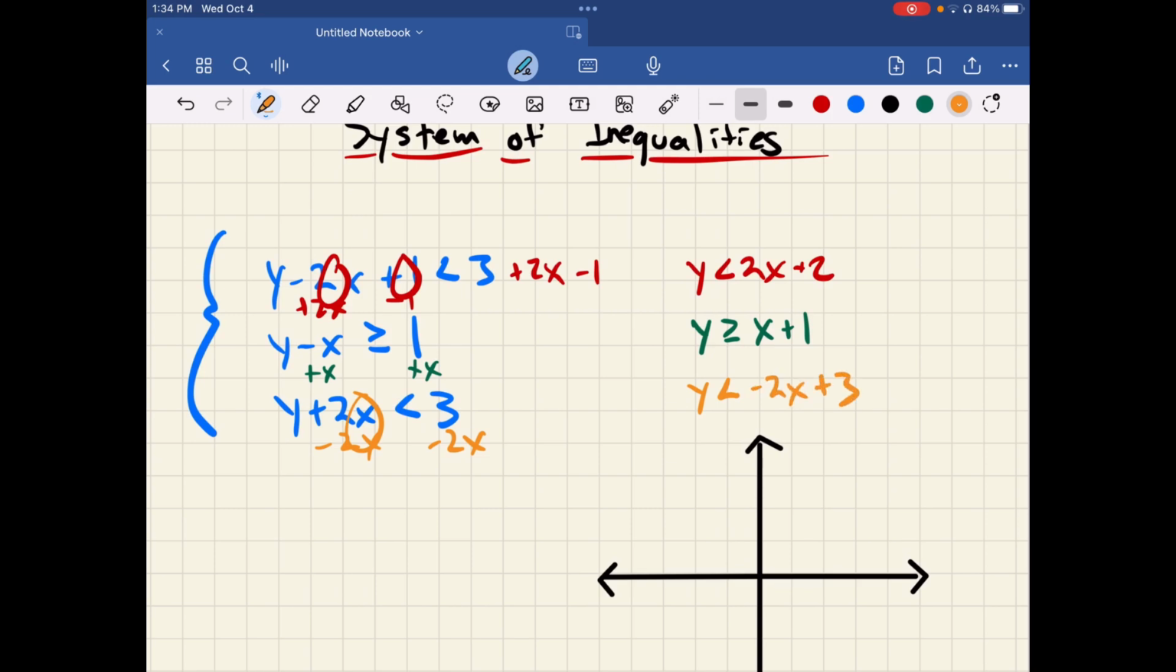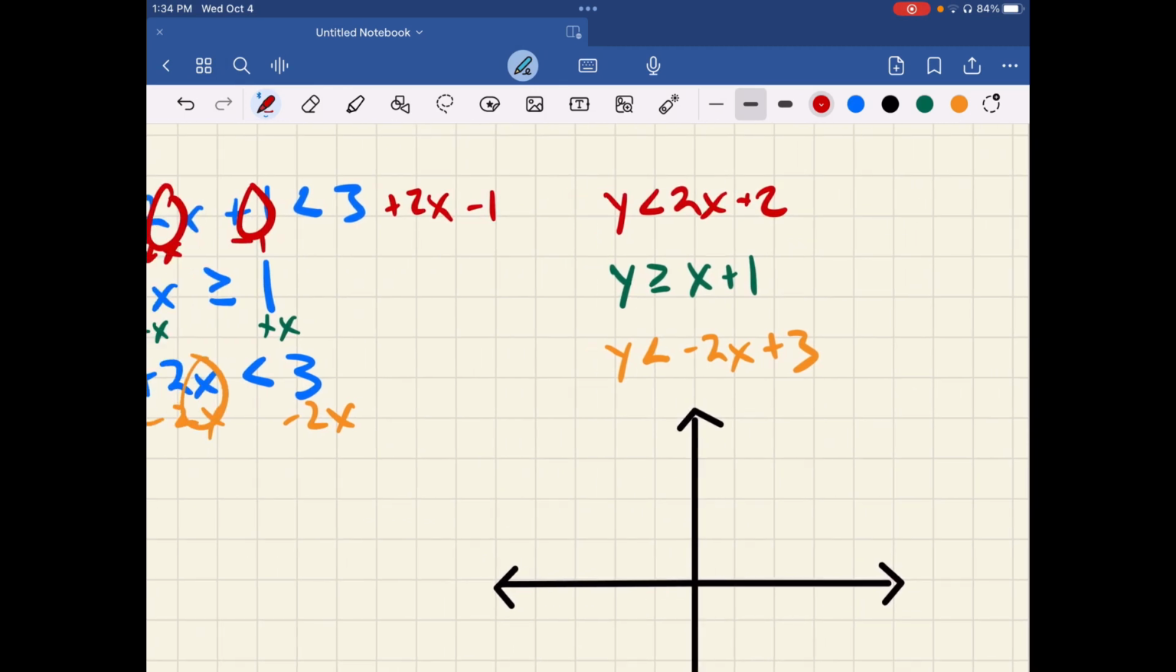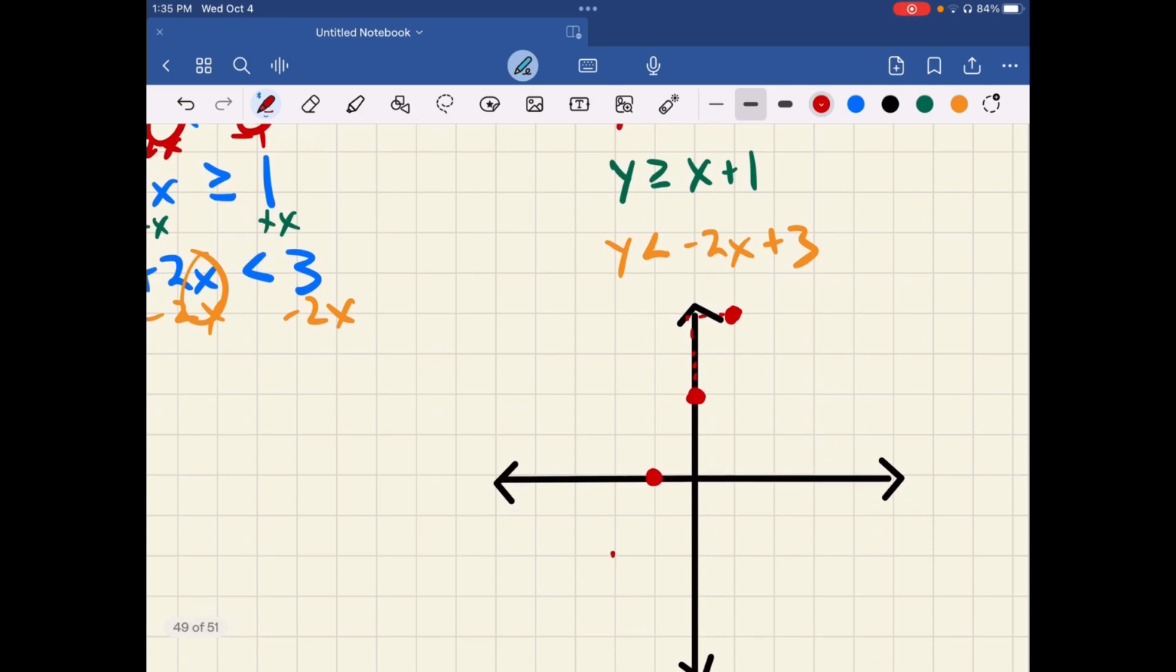Now, I've done them all in different colors, so that when we graph them, you can see which line belongs to what. Now I'm going to take those three functions and graph them. Here, I'm going to start with this part. I got plus 2, so I know I'm going to start at plus 2 here. Then I'm going to use my 2 as my slope, and I'm going to go up 2 over 1. I'm going to do the same thing all the way through so I can get a nice graph.